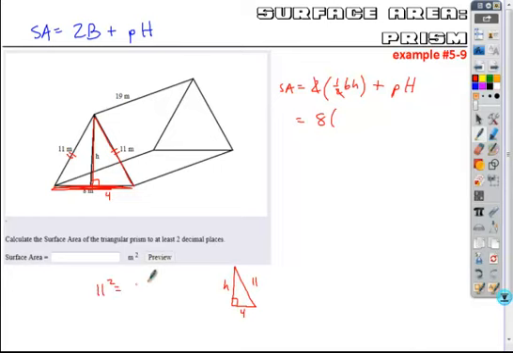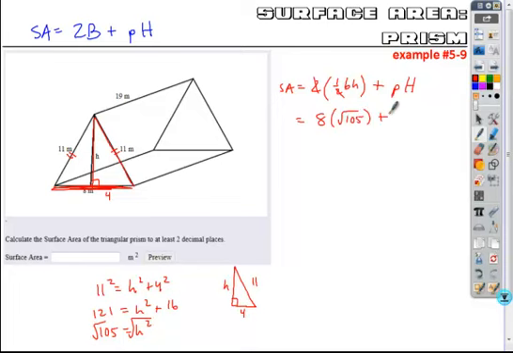11 squared is equal to h squared plus 4 squared, so 121. Subtract 16 from both sides. You get 105 is equal to h squared. Extract your square root. So our h value we get to be the square root of 105.